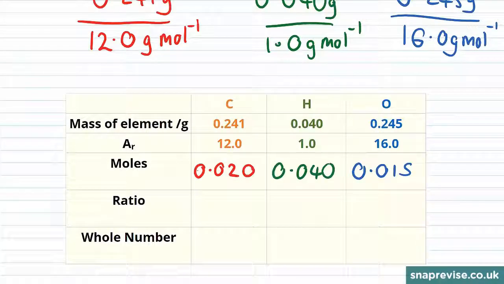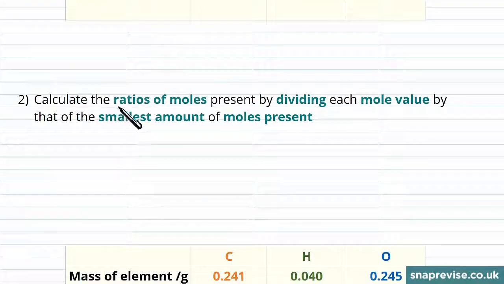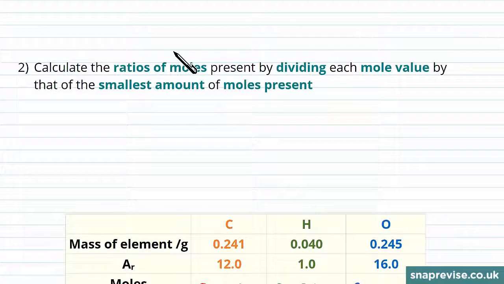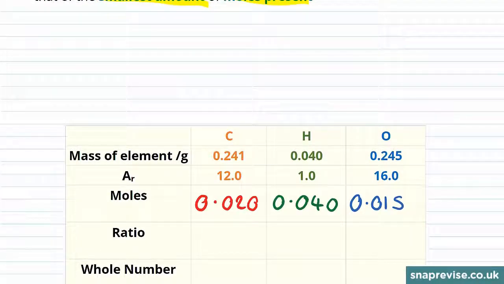So once we have the number of moles present, we then want to create a ratio of these moles so we can link the amount of carbon compared to hydrogen compared to oxygen. So the way we get these ratio of moles is by dividing each mole value by the smallest amount of moles present. So if we look at our example here, we see that the smallest amount of moles present is the oxygen.